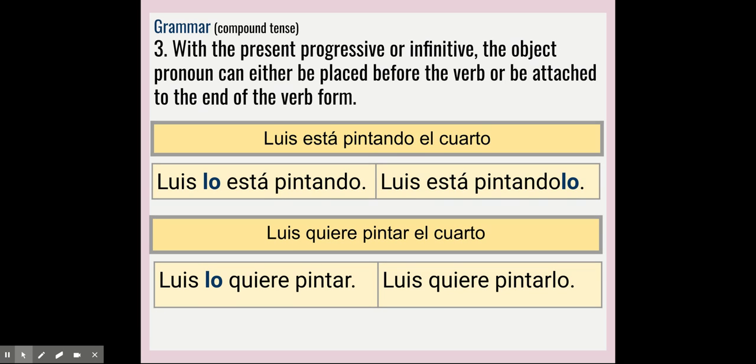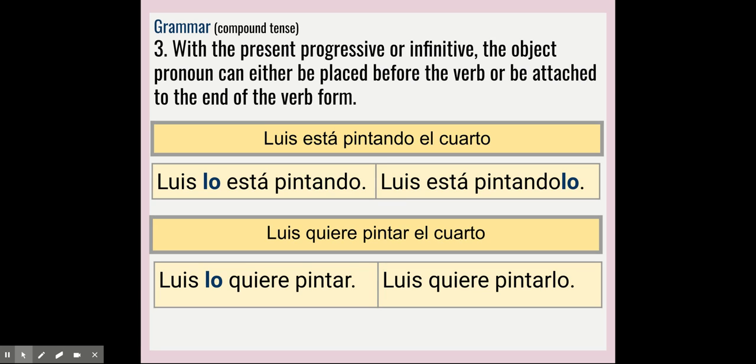Rule number 3. With the present progressive or infinitive, the object pronoun can either be placed before the verb or be attached to the end of the verb form. Let's take a look at these two examples. The first one is the present progressive. Luis está pintando el cuarto. Luis lo está pintando, or Luis está pintándolo.